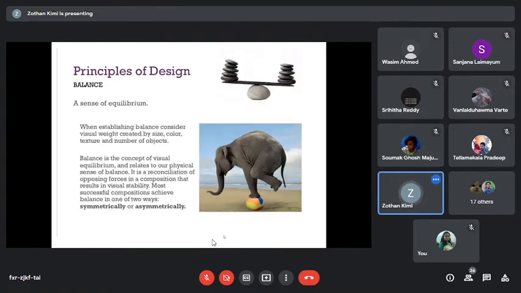So first, we are going to talk about balance. When we talk about balance, it's a sense of equilibrium. Equilibrium, you've already learned that in physics, or you know what equilibrium is.